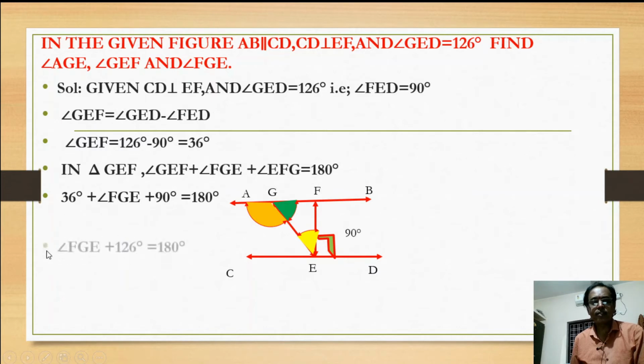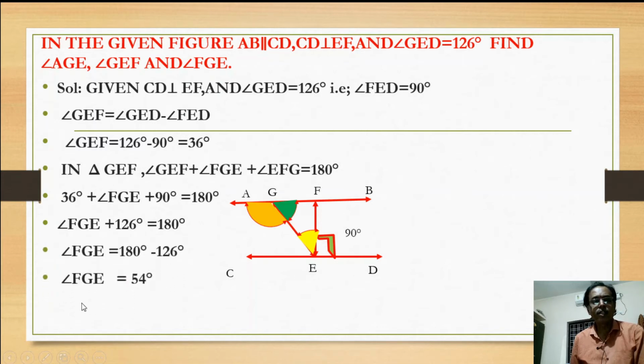36 plus 90 we get 126. So FGE plus 126 is equal to 180. Then angle FGE is equal to 180 minus 126. That is, we got FGE is equal to 54 degrees. Okay, children.